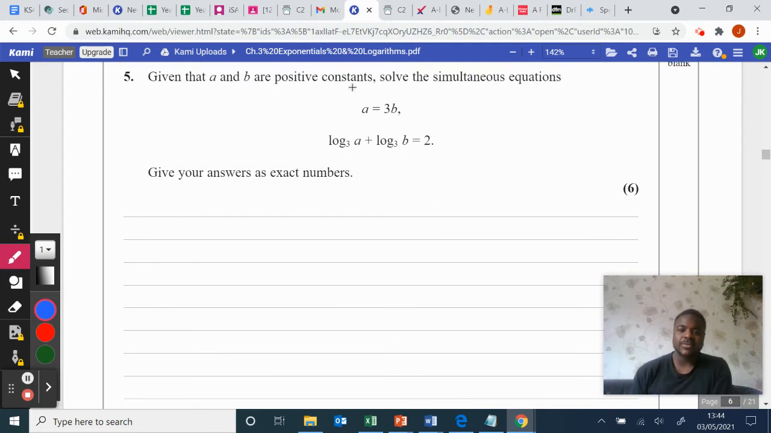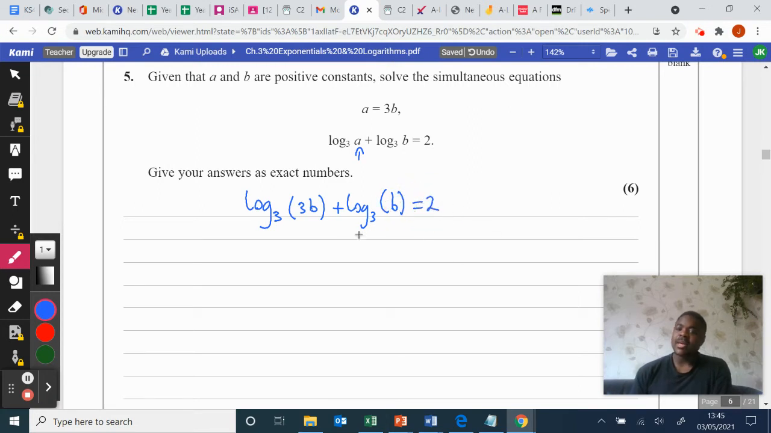We've got a equals 3b, and we've got log to the base 3 of a plus log to the base 3 of b is equal to 2. So what I'm going to do is replace this a over here with 3b. So I can rewrite this as log to the base 3 of 3b plus log to the base 3 of b, and that's equal to 2.